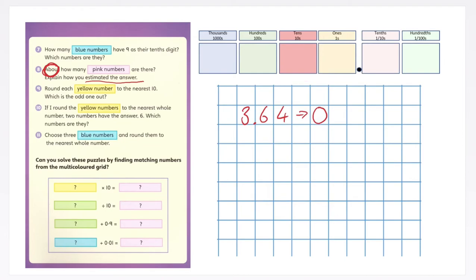If instead of rounding to the nearest 10, I was rounding to the nearest whole number, 3.64. This is the whole number. Whole number is 1s and above. This is what we're trying to get rid of. So I look at the next place, this one. This is irrelevant. I just look at this. Is 6 5 or more? Well, yes it is. So it rounds up and we get 4. So rounding to the nearest whole number gets us 4, whereas rounding it to the nearest 10 gets us 0.